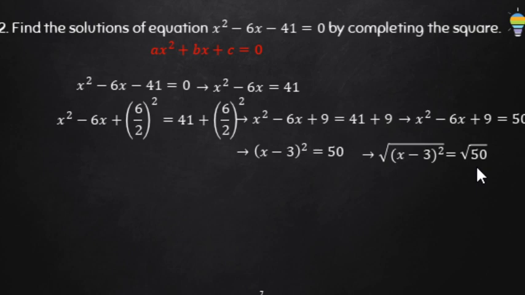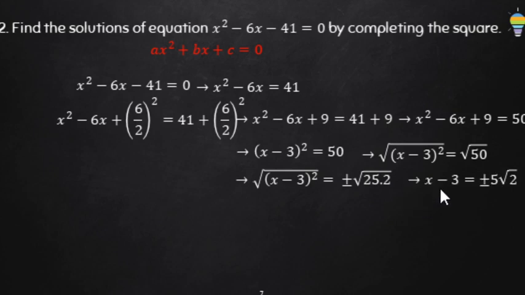Okay? So, the square root of 50 can also be expressed as the square root of 25 times 2. So, we take 25 because 25 is a square factor of 50. So, it gives us a result of x minus 3 is equal to positive or negative. The square root of 25 is 5. The square root of 2 is irrational. So, we have a square root of 2.